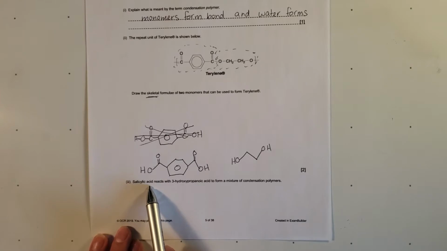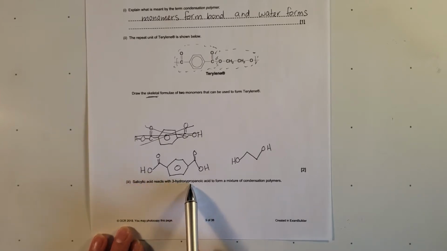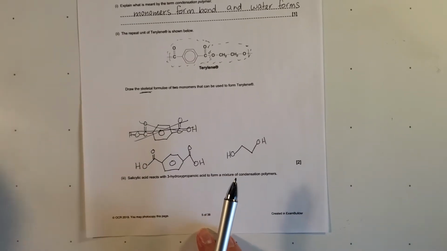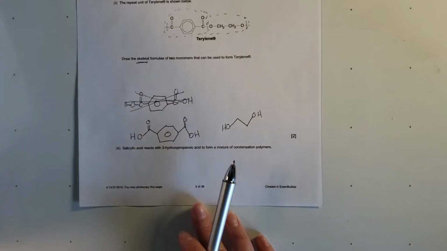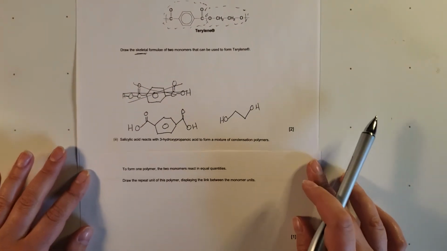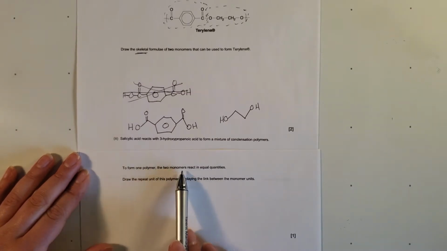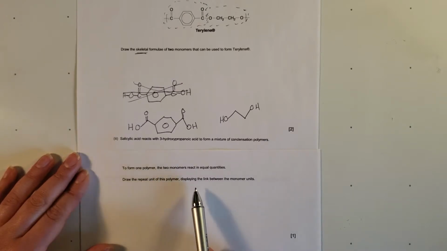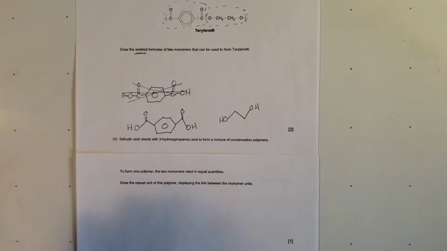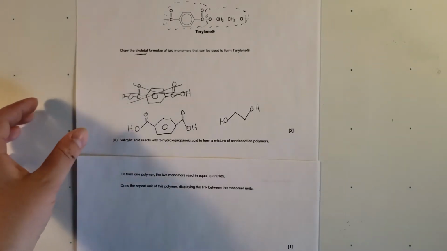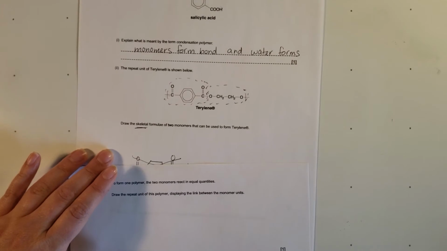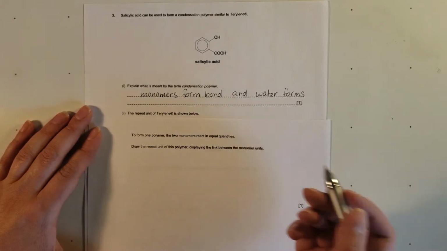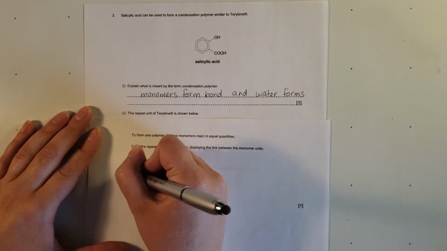Salicylic acid reacts with 3-hydroxypropanoic acid to form a mixture of condensation polymers. So this actually continues on a new page. To form one polymer, two monomers react in equal quantities. Draw the repeat unit of this polymer, displaying the link between the monomer units. So we do have salicylic acid given to us. So I'm actually just going to redraw it so we know what we're working with.